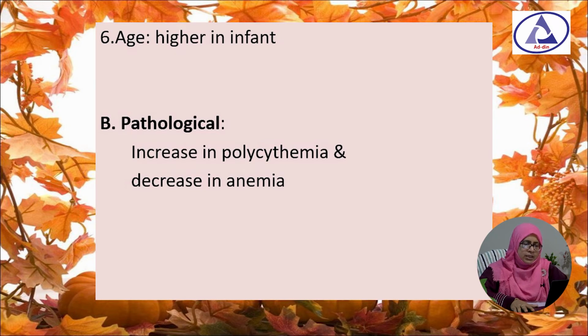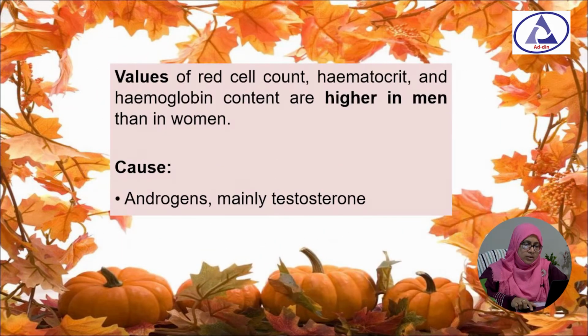Pathologically, an increase in RBC is called polycythemia, and a decrease in RBC is called anemia. The values of RBC count, hematocrit and hemoglobin are all higher in males than in women, because, as we already know, they have the testosterone hormone. That's why all these counts increase.